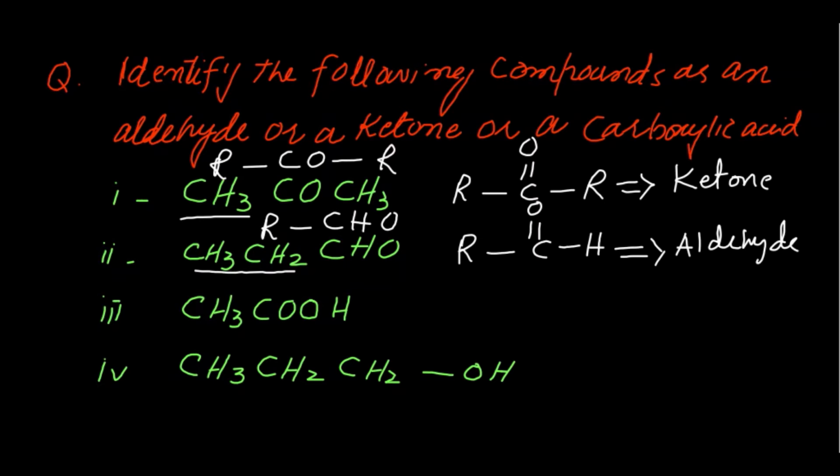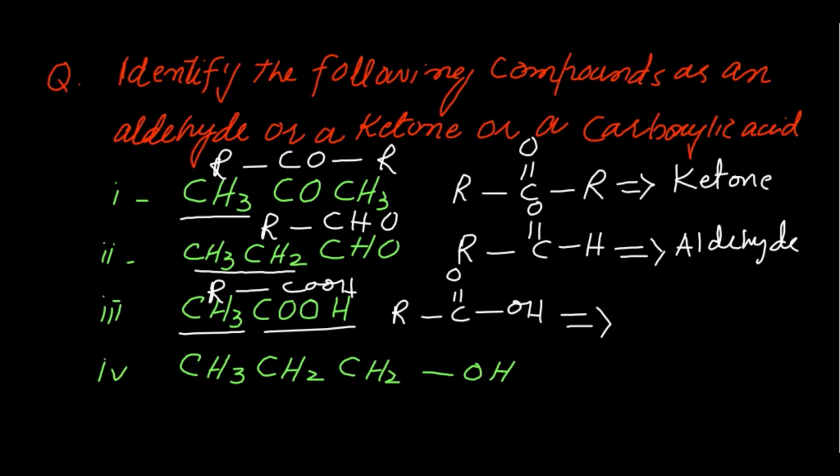Now compound number 3. Here this is an alkyl group and this is a carboxylic group, COOH. We write the group in proper form, R, C double bond O, OH. So what is the name of this group? This is carboxylic acid. I hope this is clear to you, students.